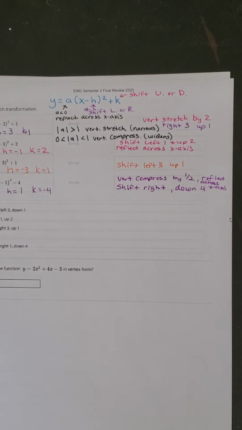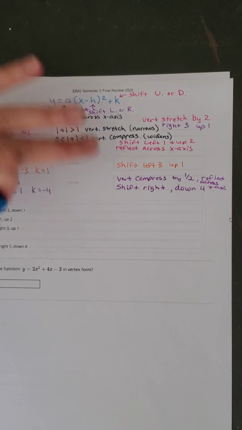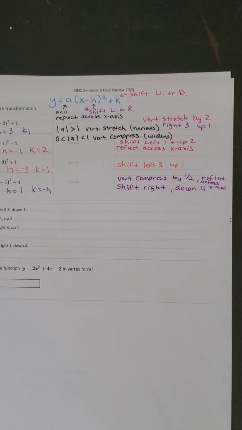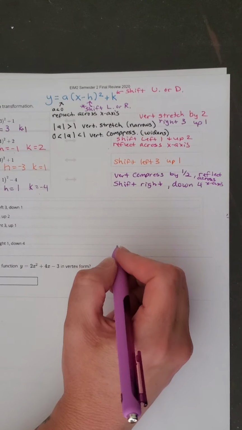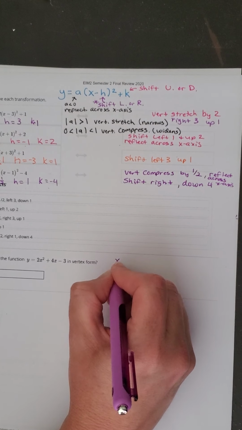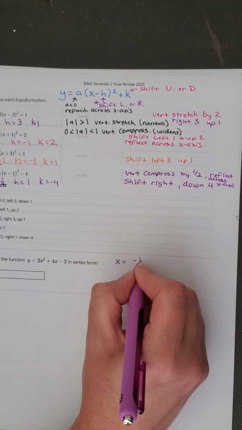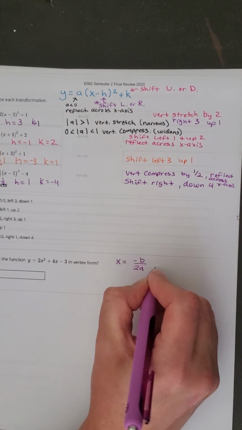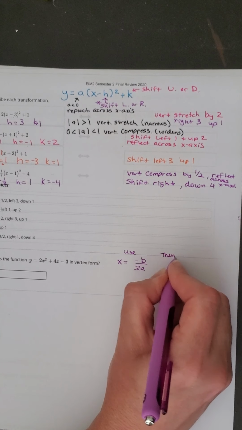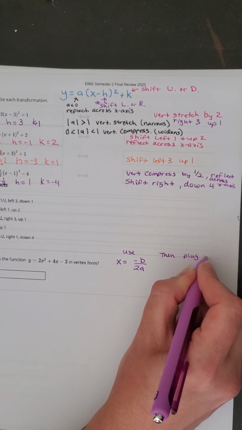All right. And so make sure that you can match those with what I had described. All right, next, what is the function in vertex form? Okay, so you're going to have to remember this equation. To find the vertex, to find the x coordinate, it's negative b over 2a, and then plug in for y.